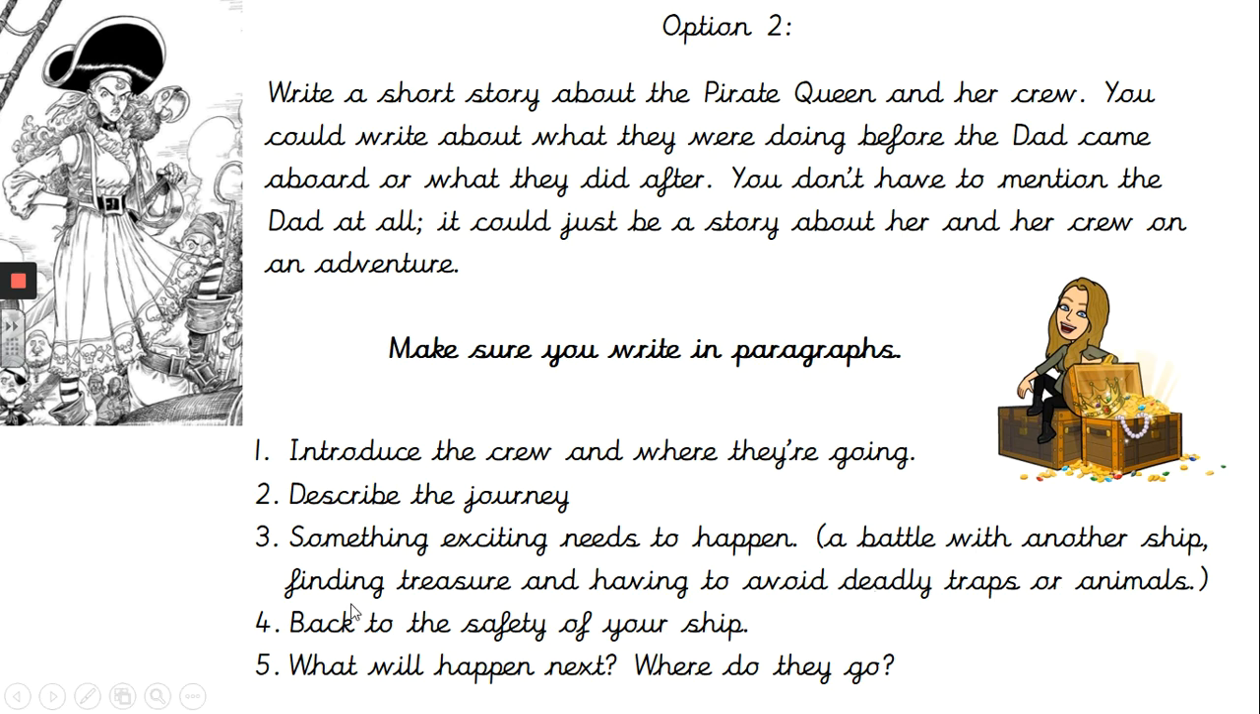Then once you've done that, your next paragraph, you would write that they got back to the safety of the ship. They're back on their ship nice and safe, and they sail away from wherever they had just been. They sail away from the other ship that they were fighting, or the island, or the sunken treasure chest, or whatever it might be. And your final one, so what happens next?